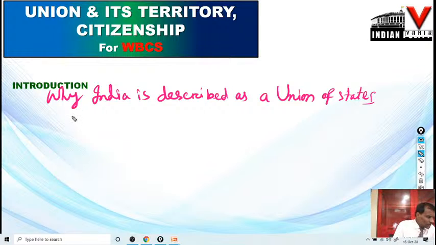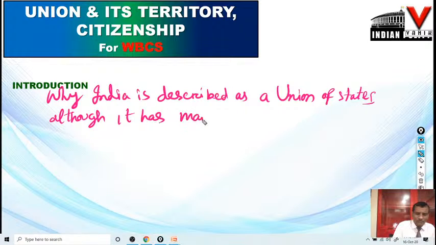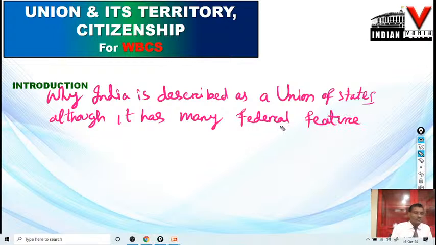Although it has many federal features. What are the federal features? The federal features are a written constitution. Most important is the division of power between the central government and the state government. We have a written constitution. We have an independent judiciary. So these are the characteristics of our federation. But why do we call India a union of states?